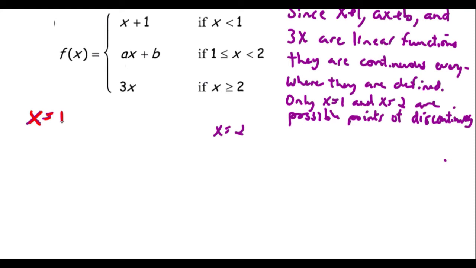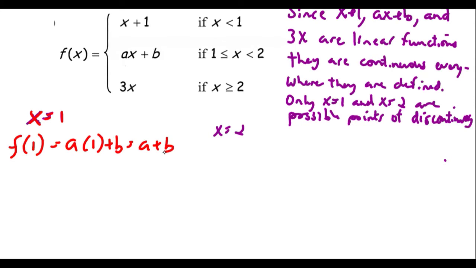Alright, so f of 1 must exist, the limit must exist, and the limit must equal the function value. Those are our three requirements. So f of 1, according to this, which equation should I use? The middle one. That's a times 1 plus b, which just becomes a plus b. That's my f of 1 value.